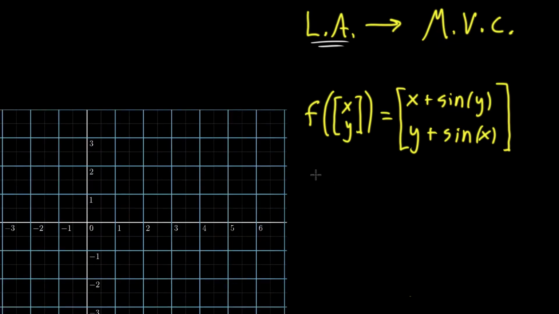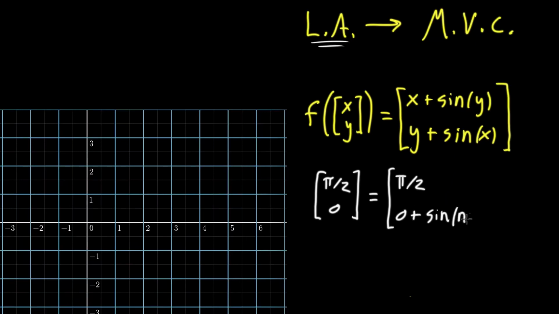So let me look at a point like, let's say, pi halves and 0, okay? So if that's what I'm plugging in, x is pi halves, so at the top here, x stays the same, it's pi halves, and then sine of y would be sine of 0, so that x component is going to completely stay the same. And then for the bottom, y, well y is also 0, plus sine of x, sine of pi halves is 1. I'll go ahead and write sine of pi halves, but you can think of that as just being 1.